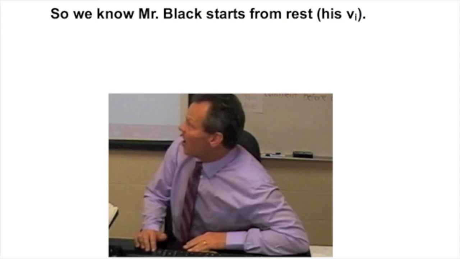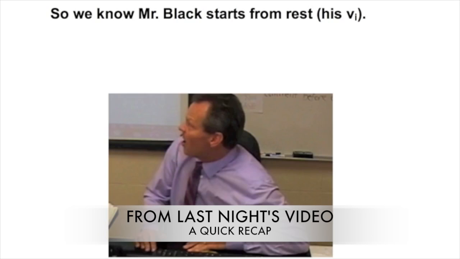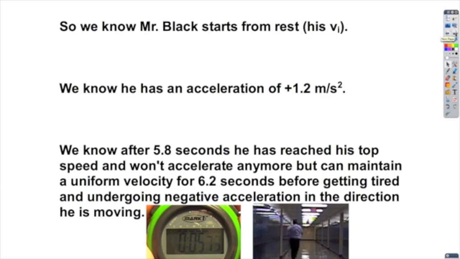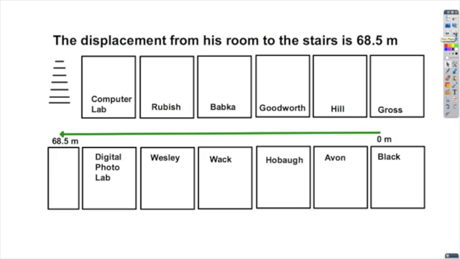We're going to revisit this painful memory and write down some of this stuff on scrap paper. We know that I'm starting at rest in this situation. We know my acceleration is 1.2 meters per second every second, and we know I had 5.8 seconds before I reached my top speed. What you don't know already is that I can maintain that uniform velocity for about 6.2 seconds before I get tired and I start slowing down.